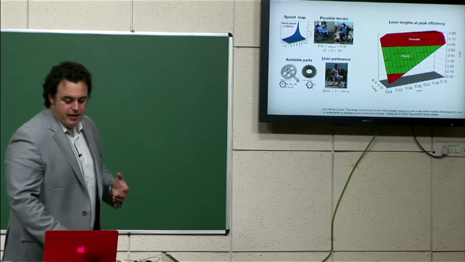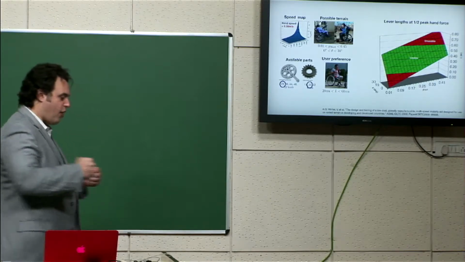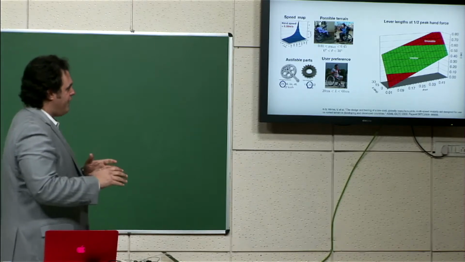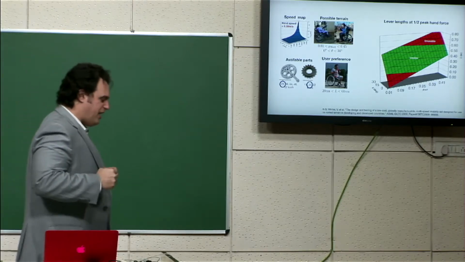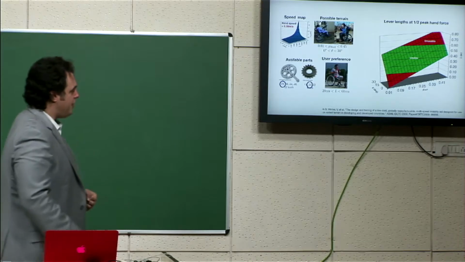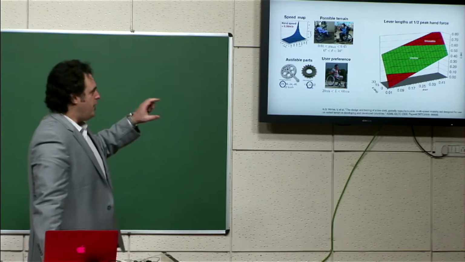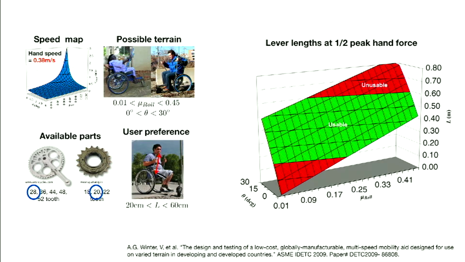Then we did the same thing for using half of our peak hand force. We didn't account for the full one. We looked at half, if you needed to just put in a good amount of effort to get yourself out of trouble. And what we realized is that the same lever range of 20 to 60 centimeters would get us through much higher rolling resistances and produce enough torque to go up much steeper climbing angles.